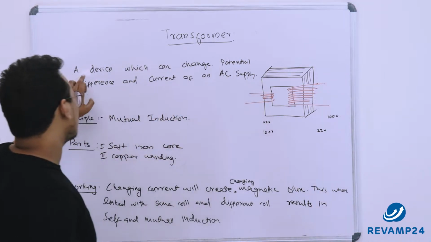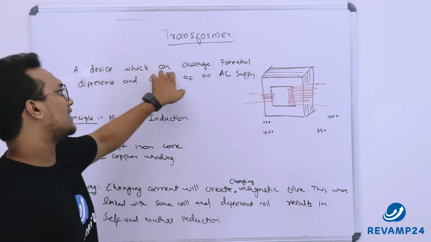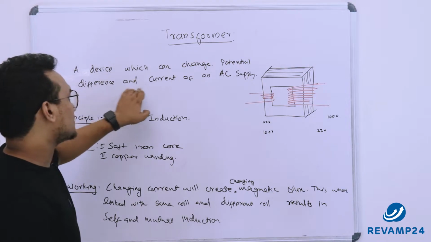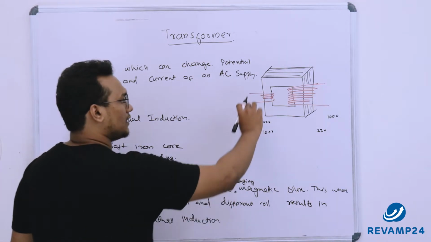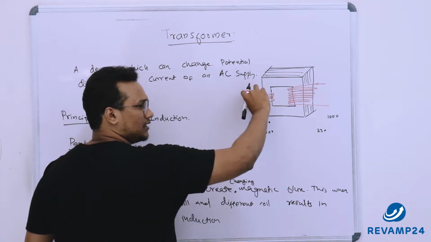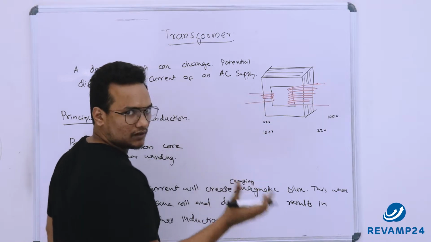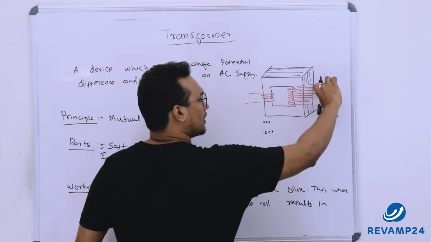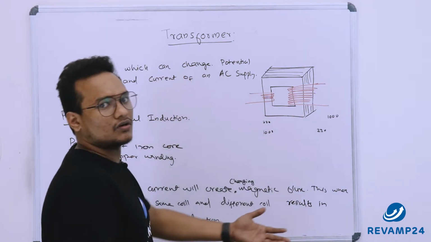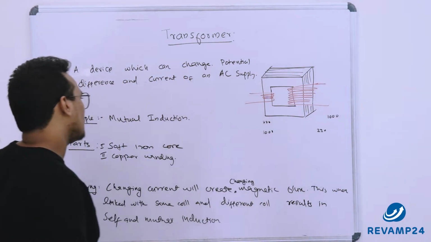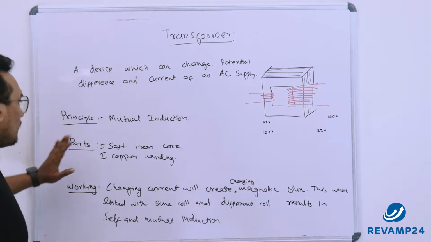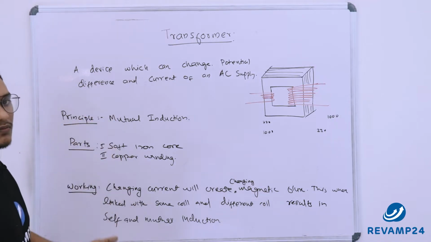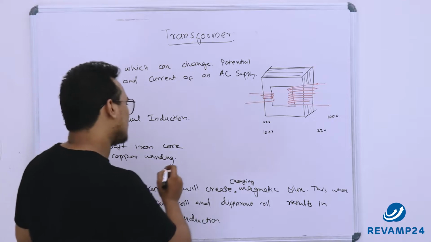Now we will see the definition. A transformer is a device which can change the potential difference and current of an AC supply. Here, this is the potential difference of the source we have, and that can now be changed to a different value. When the potential is changed, accordingly the current will also change. We will see the construction. First thing is the principle. The principle is very simple: mutual induction.